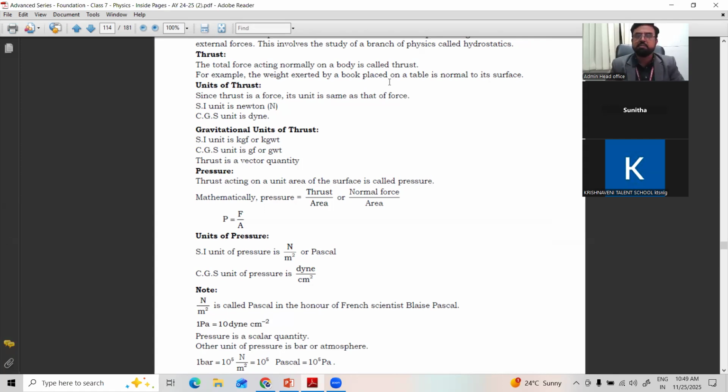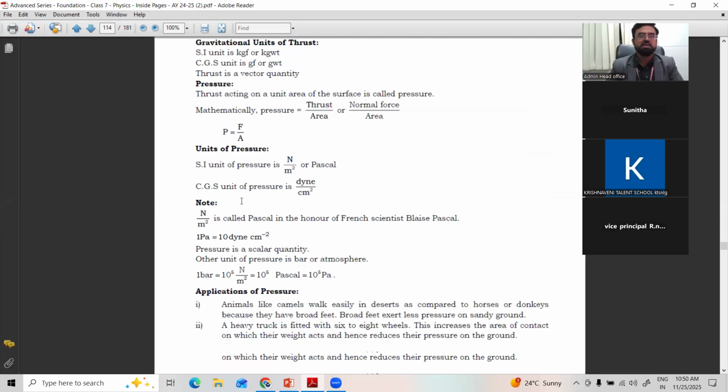The weight exerted by a book, when you place a book on a table in front of you, is an example. The book exerts some thrust on the table perpendicularly, which is measured in Newton or dyne. In case the weight is influenced by gravitational force, it is measured in either kg weight or gram weight.